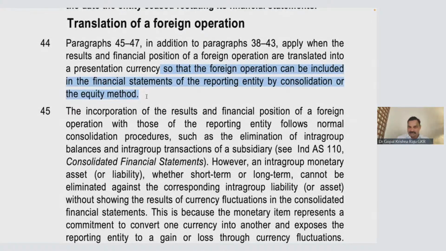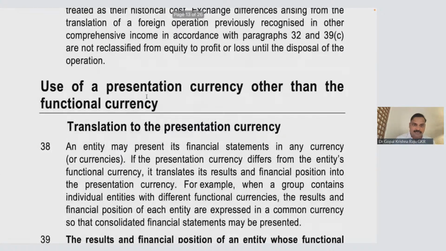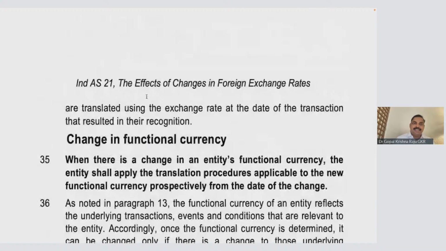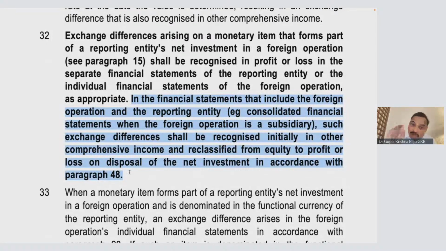Now, what is consolidation? Please come to this particular paragraph once again, especially para number 32, exchange difference on monetary items. Only one paragraph I will explain, then things will be clear. In the financial statements that include foreign operations, such exchange difference shall be recognized initially in other comprehensive income and reclassified from equity to profit only on disposal. Simple. I invested 70 lakhs. Now, whenever the Singapore company's valuation goes up, I mean the profit goes up, 70 to 90 lakhs, the 20 lakhs you will only recognize in comprehensive income.